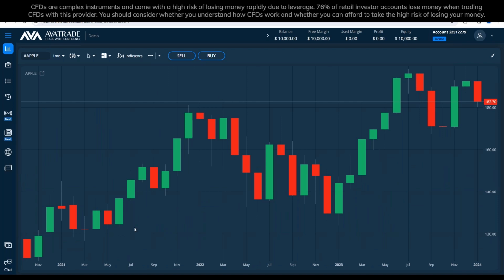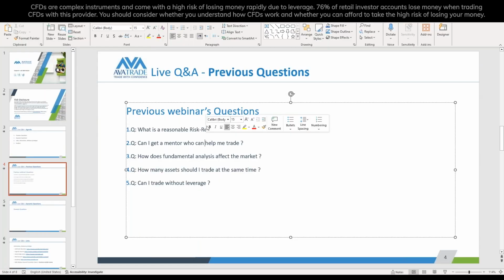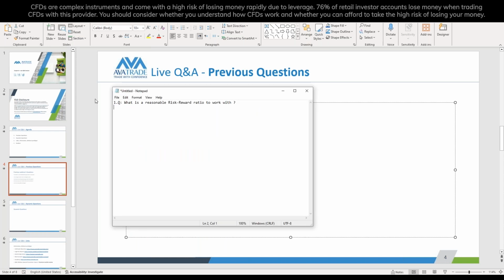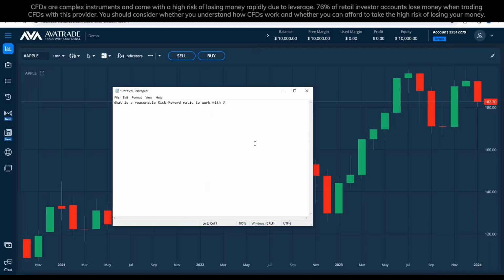All right, I think that's quite enough. Now we can finally deal with the question itself. So we're going to take it this way and paste it down here. Oh, we already did that. Beautiful. What is a reasonable risk-reward ratio to work with? Who can tell me what is a reasonable risk-reward ratio to work with? First of all, what exactly does that mean, risk and reward? What is the reward and what is the risk?